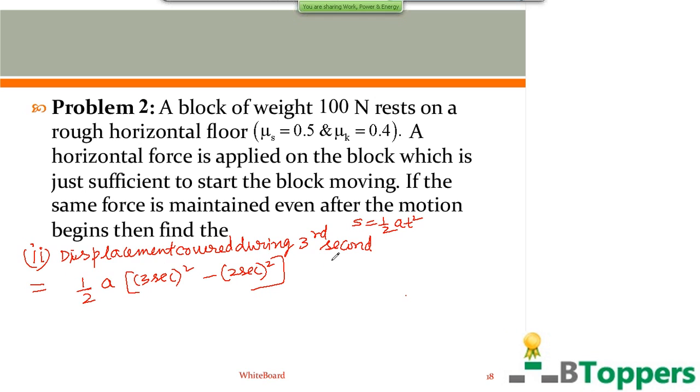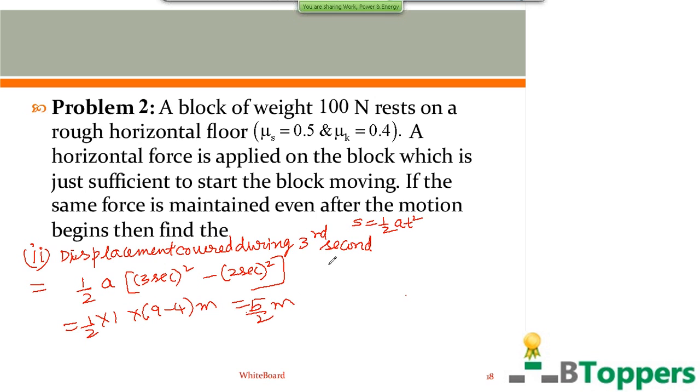So displacement covered during third second is equal to displacement covered in the first 3 seconds minus displacement covered in the first 2 seconds. Here acceleration is 1 meter per second square. So that is 5 by 2 meter.